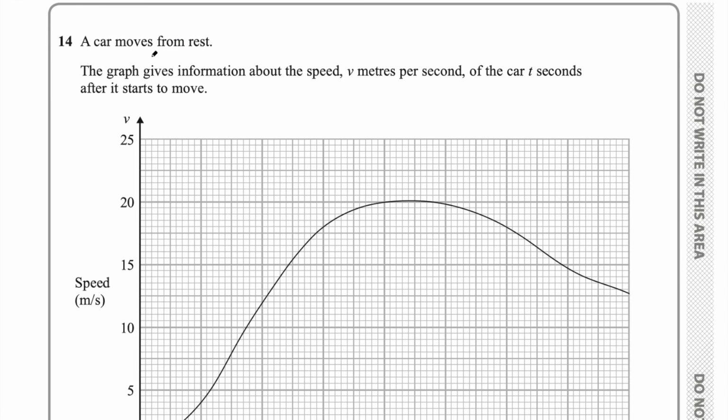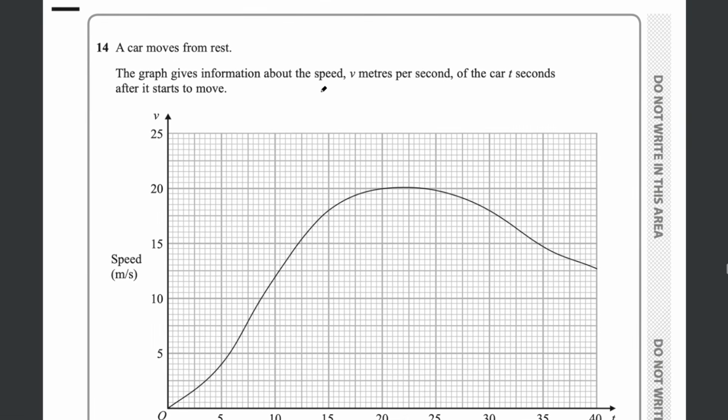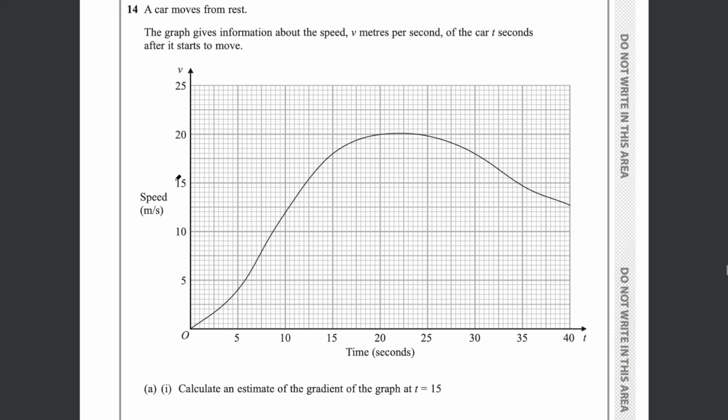Question 14 says a car moves from rest. The graph gives information about the speed v meters per second of the car t seconds after it starts to move. So let me just zoom out a little bit so we can see the whole thing. Okay, so here we have the speed and the time. Part a, part 1 says calculate an estimate of the gradient of the graph at t equals 15.